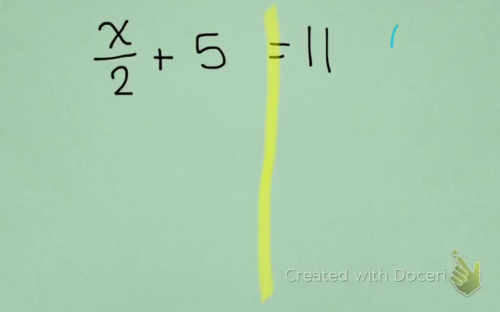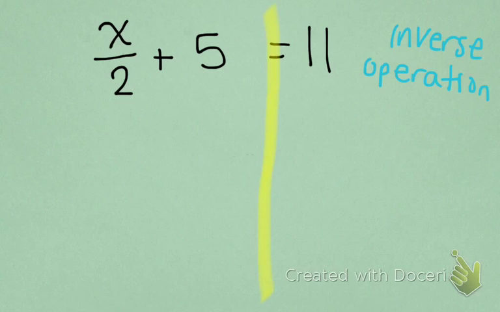In order to get rid of something, you have to do the inverse operation, or the opposite operation. Right now we have a plus 5, so the opposite of addition is subtraction. What you do to the left, you do to the right. The whole point of inverse operation is that it'll get rid of that number.